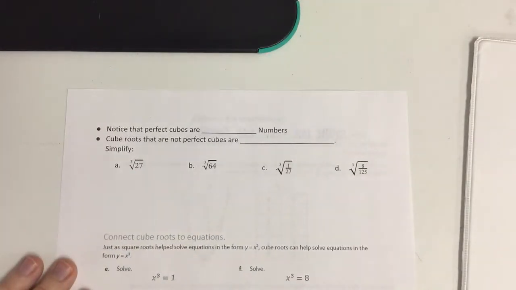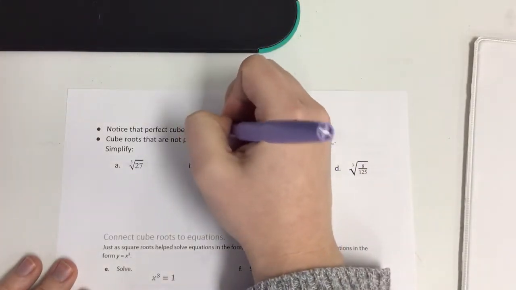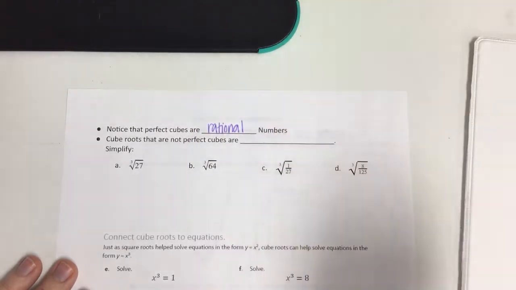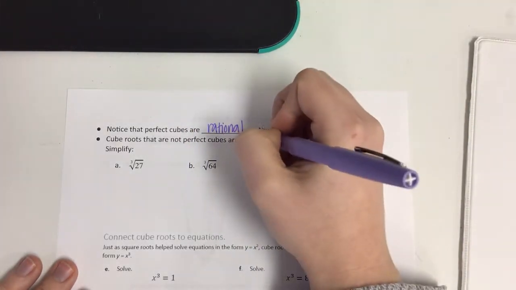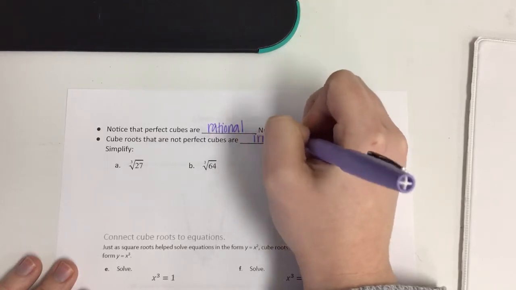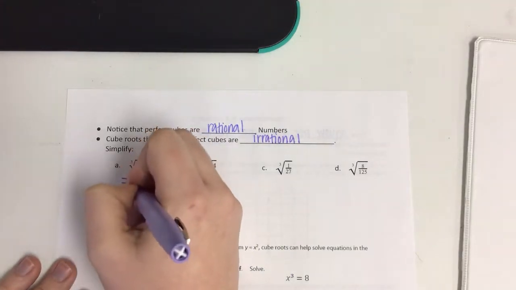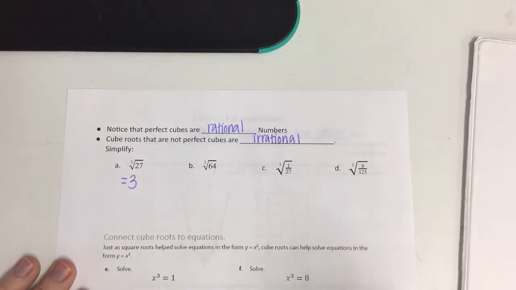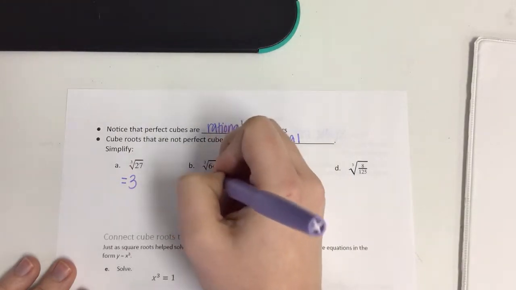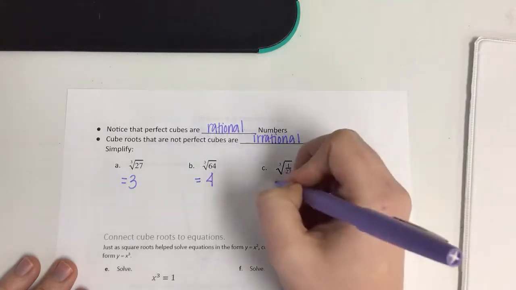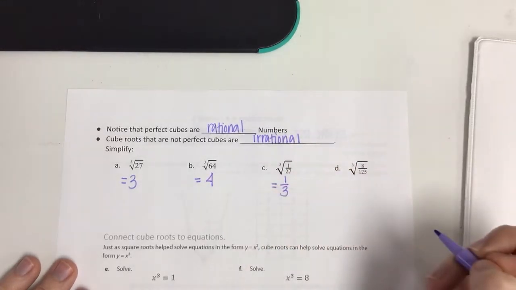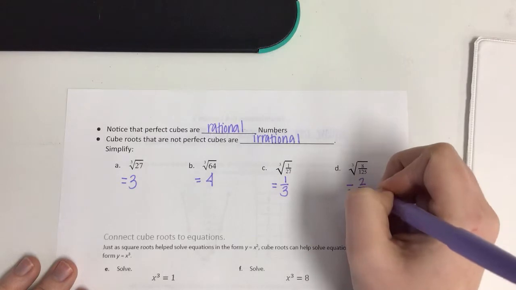Notice that cubes, or perfect cubes, are rational numbers, whereas cube roots that are not perfect cubes are irrational numbers. Just like it was for square roots, it's going to be the same for cube roots. So let's simplify. The cube root of 27 is 3. Cube root of 64, if you use your page on front, is 4. Cube root of 1 over 27 is 1 over 3. Cube root of 8 over 25 is 2 over 5.